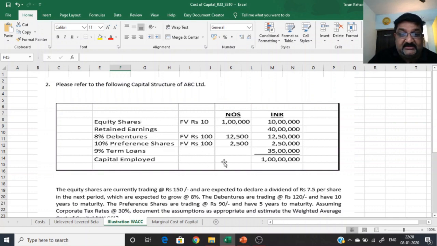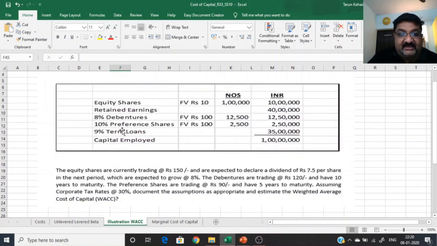Now what is given here is the capital structure of ABC Limited, which has equity shares, retained earnings, debentures, preference shares, term loans, and capital employed. The face value of the securities is given here, and the number of shares or securities outstanding is given here, and this is the total capital.